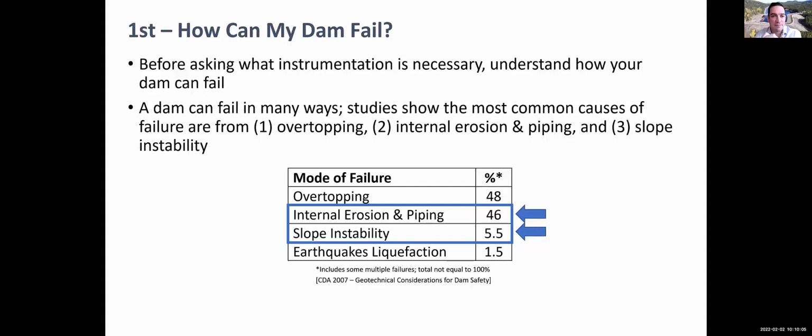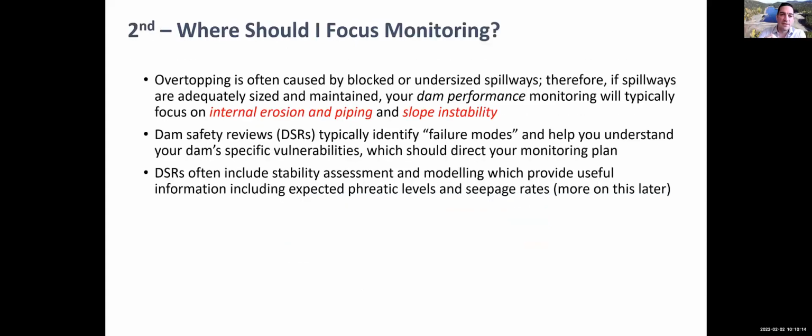So a dam can fail in many ways. Studies have shown these, right? Overtopping, internal erosion, and slope instability. So where should I focus monitoring? This is going to be a case-by-case scenario, but overtopping is often caused by blocked or undersized spillways. Therefore, if spillways are adequately sized and maintained, your dam performance monitoring will typically focus on internal erosion and piping, same thing, and slope instability.